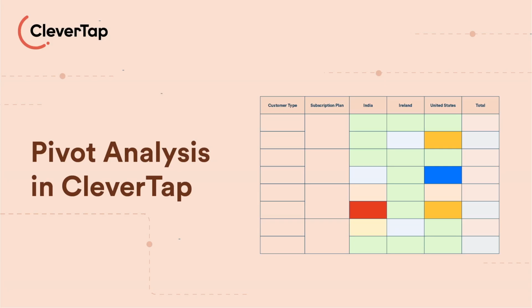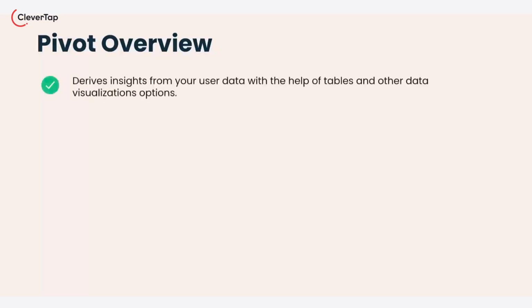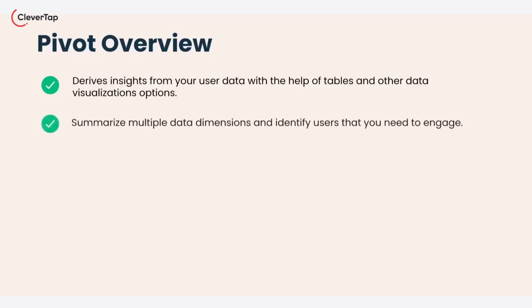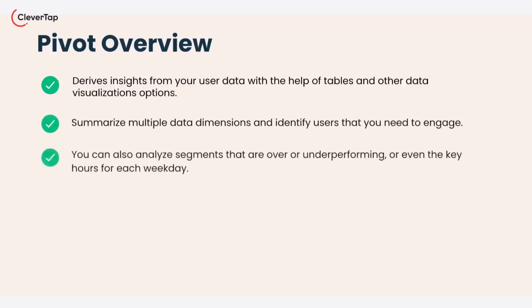Welcome. In this video, you will learn how to gain valuable insights from your user data using pivots. Pivots help you derive significance and insights from your user data with the help of tables and other data visualization options. Using pivots, you can quickly summarize multiple data dimensions and identify users you need to engage. You can also analyze segments that are over or underperforming, or even the key hours for each weekday.